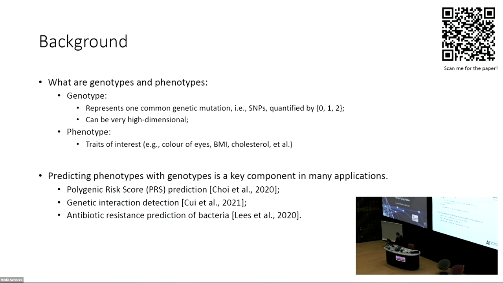The phenotype is the trait of interest that we want to predict. For example, it could be the color of eyes, the body mass index, the cholesterol levels in your blood, or something like that. The task is to predict a phenotype using a genotype. We can consider this as a classical supervised learning problem where the features are the genotype and the prediction target is the phenotype.